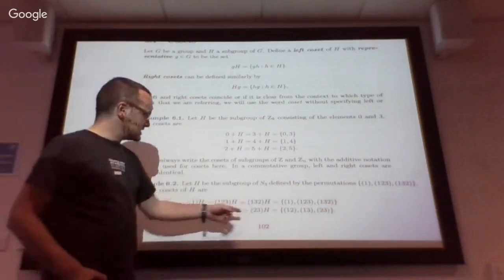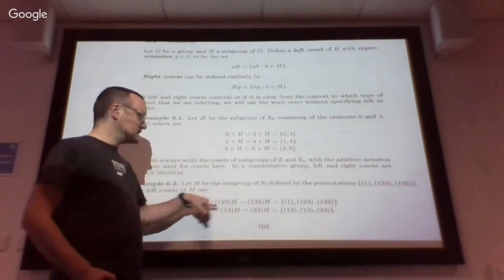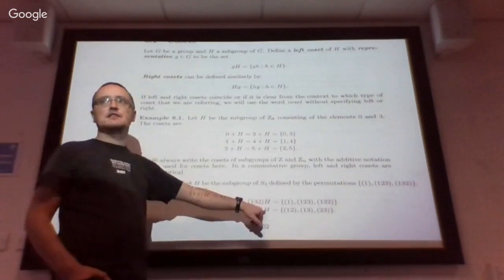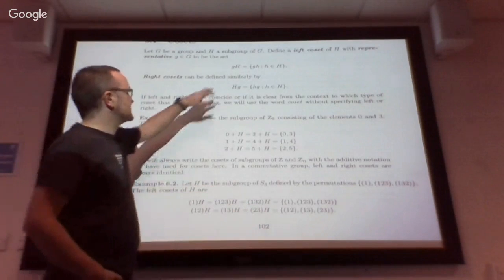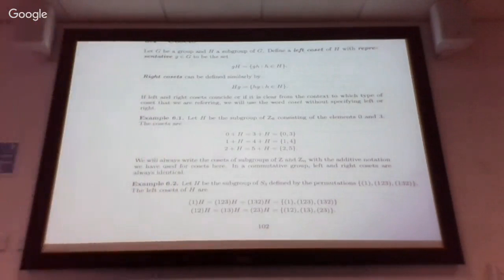And you'll also notice that different elements, little g, can generate the same left coset. That's always true as well. So it's not the case that whenever you take a different little g, you always get a different left coset. Sets of elements produce the same left coset.